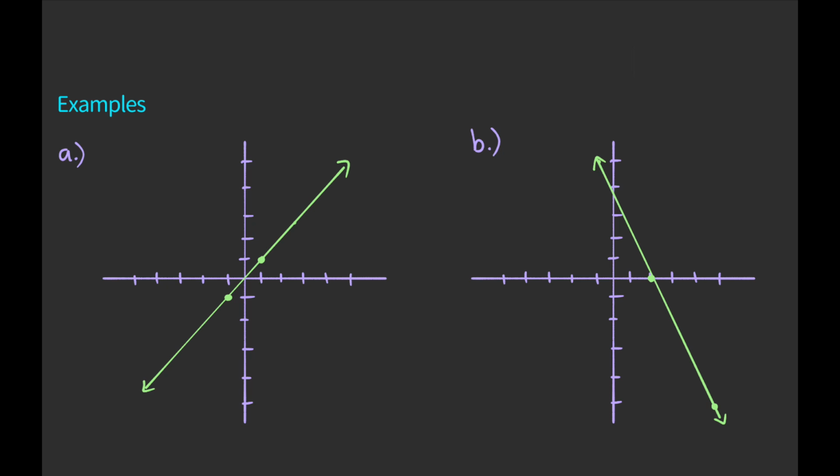Next, let's solve using the slope formula. First, let's identify our 2 points. This point is 2, 0. And this point is, let's see, 1, 2, 3, 4, 5. 5, 1, 2, 3, 4, 5. -5. Let's identify our x1, y1, and x2, y2. I'll just say this blue one will be our x1, y1. And this yellow point will be our x2, y2.